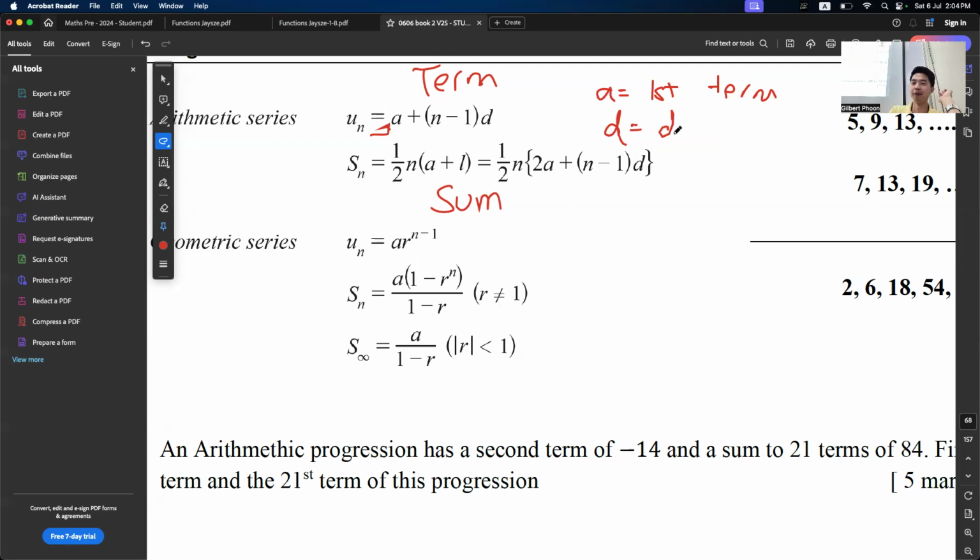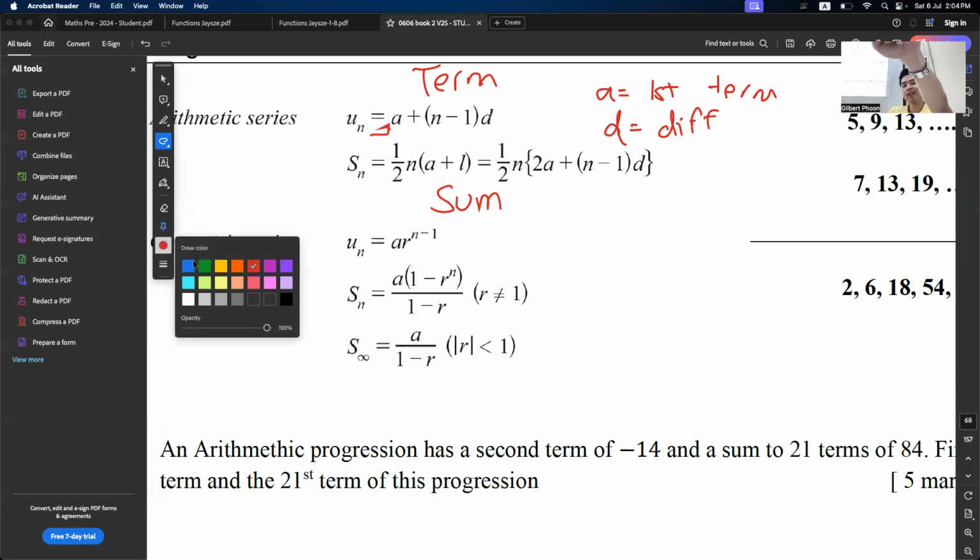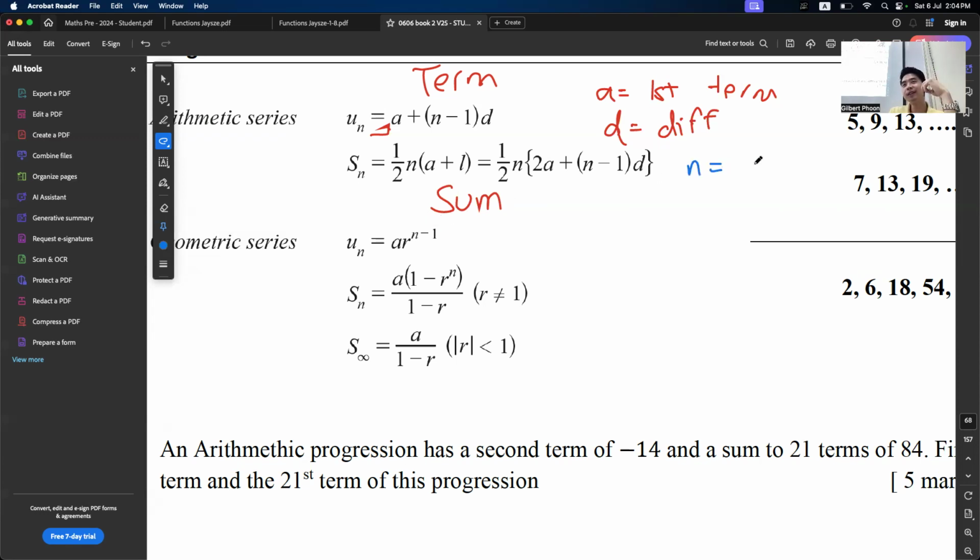Correct. D is the difference in terms, okay? The difference in terms. Okay, then at the bottom here, for the sum formula, you have N, you have L. What do you think N is?